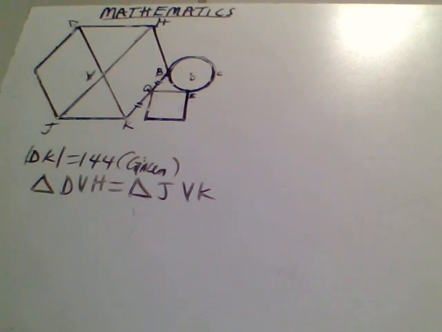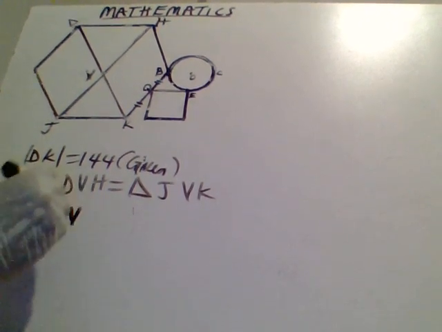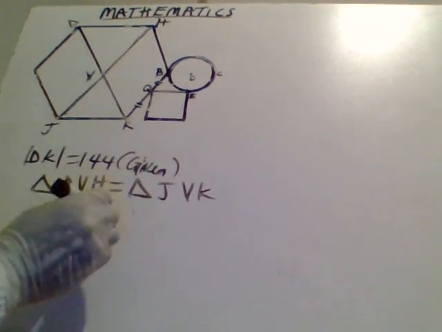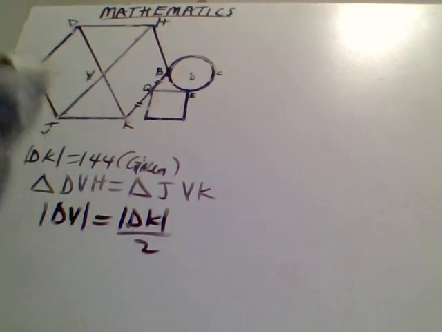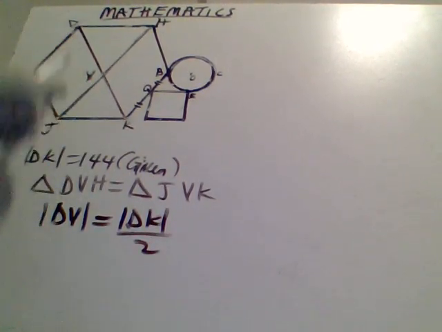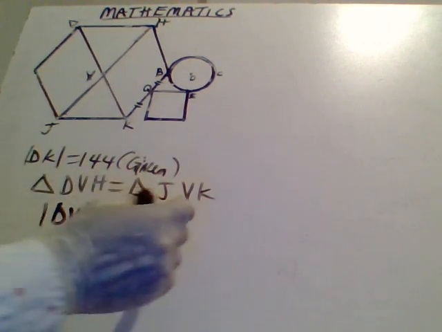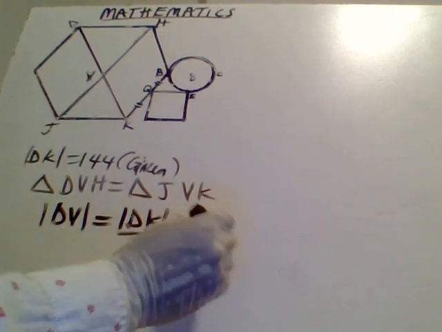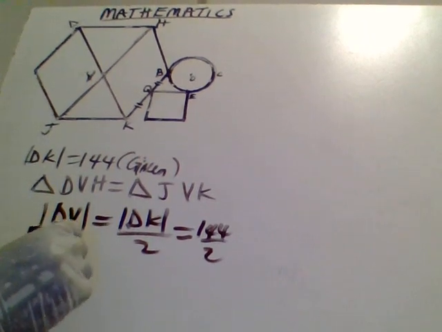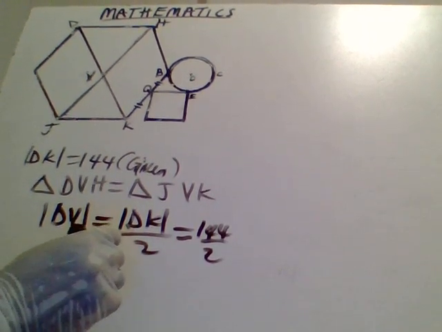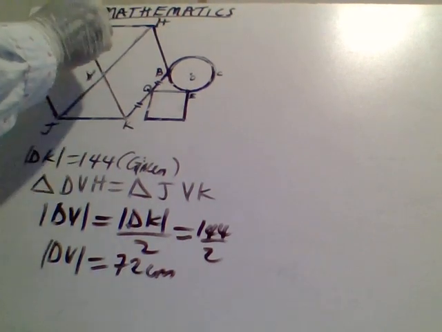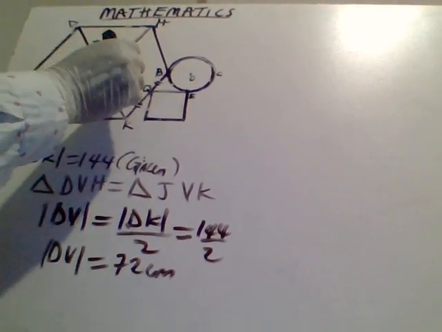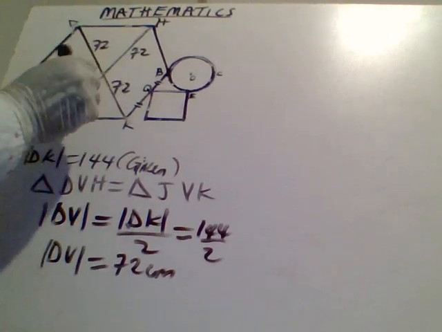So these are congruent triangles, and for that reason, DV is equal to DK divided by 2, which is half of the length of DK. So that will give us 144 divided by 2, and that gives us DV equal to 72 cm. So here is 72 cm, here is also 72 cm.